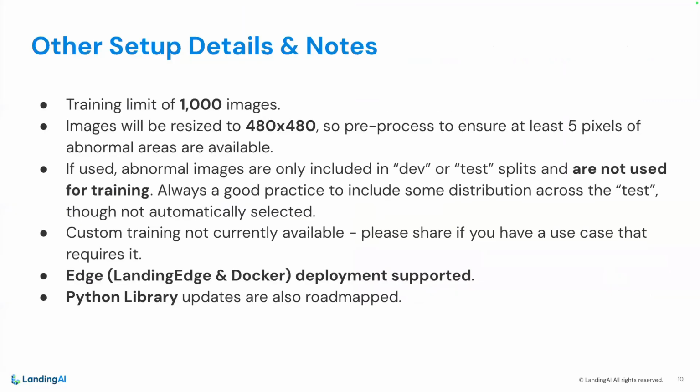Some other notes around the setup for this particular project and model type in LandingLens. There is a training limit of 1,000 images. The images are resized, so do pre-process to ensure you get good visual understanding or pixels representing what you want to identify. And note that only normal images are included in training. So if you load any abnormal images and you click just the auto train button, those abnormal images will only be included in dev splits.